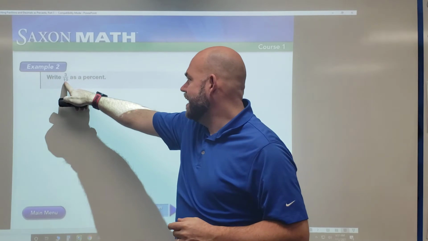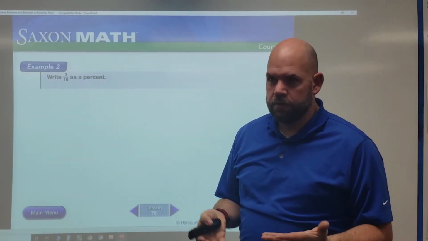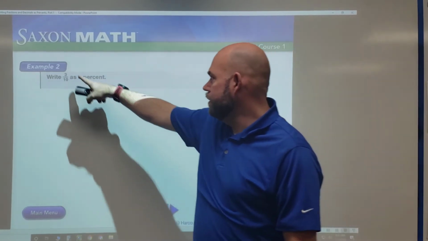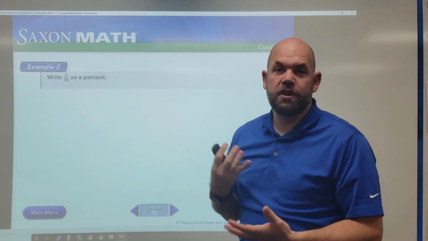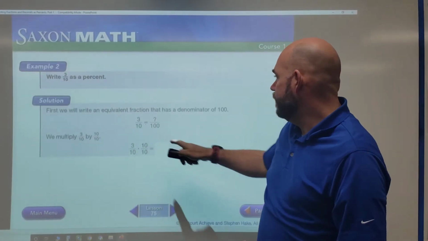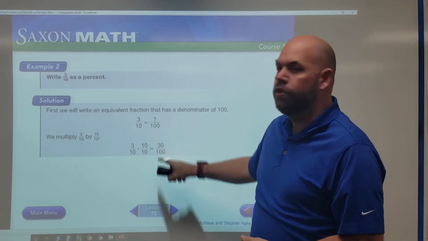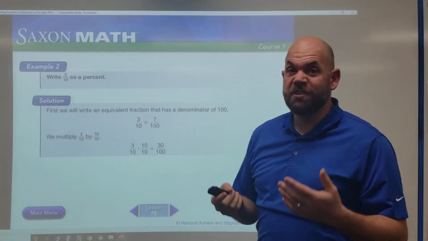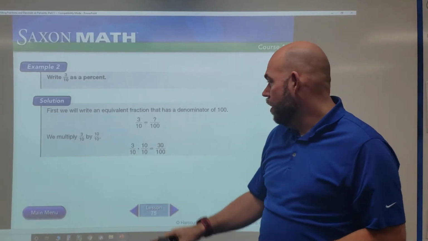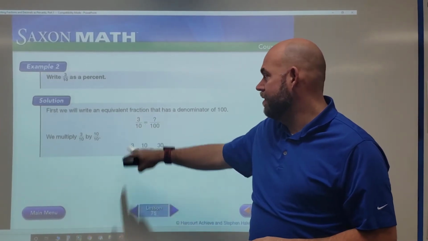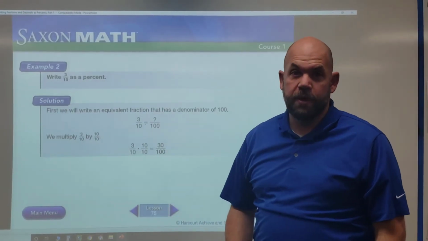To get 10 to be 100, well, 10 times what equals 100? 10. So we just multiply the numerator and denominator by 10. Remember, 10 over 10 is just 1, so it's going to be the same number. If we take that 3 over 10, multiply it by 10 over 10, now we have 30 over 100. So we know it's 30%. I can't tell you how many students will on a test see 3/10 and write 3%. It's not 3%, it's 30%, okay?